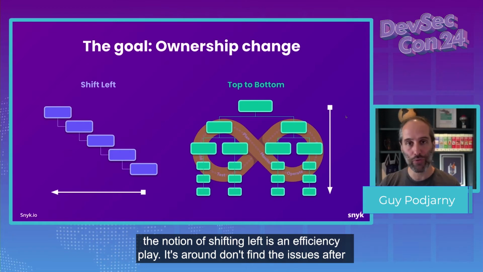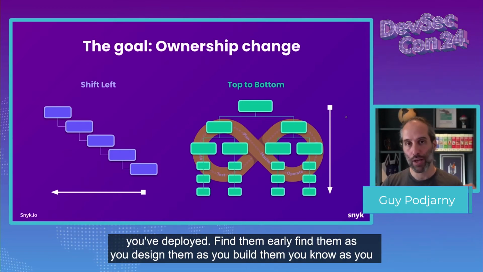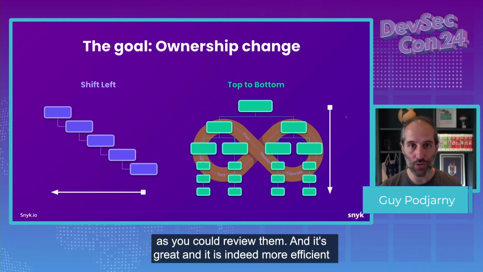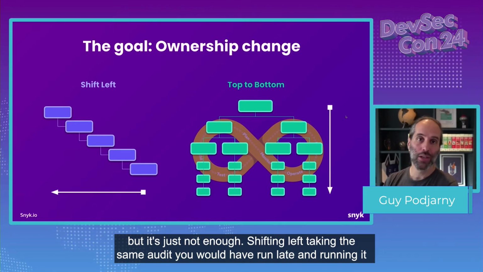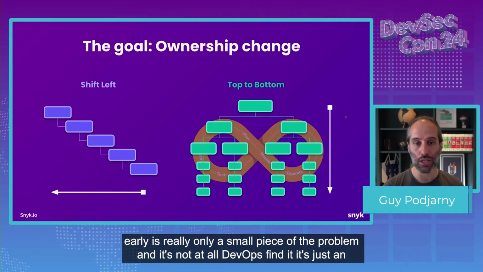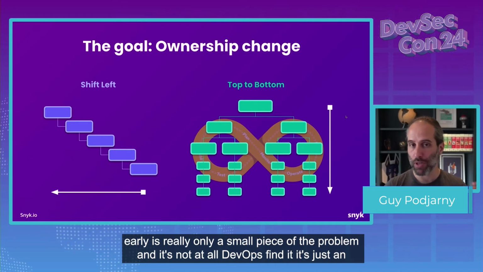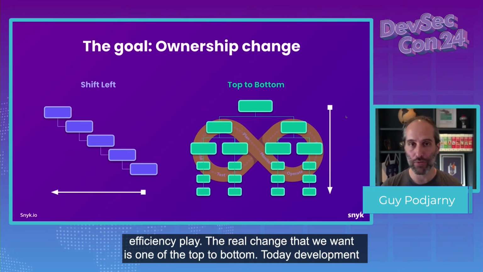It's about not finding the issues after you've deployed, but finding them early, as you design them, as you build them, as you code review them. And it's great, and it is indeed more efficient, but it's just not enough. Shifting left, taking the same audit you would have run late and running it early, is really only a small piece of the problem, and it's not at all DevOps minded. It's just an efficiency play.